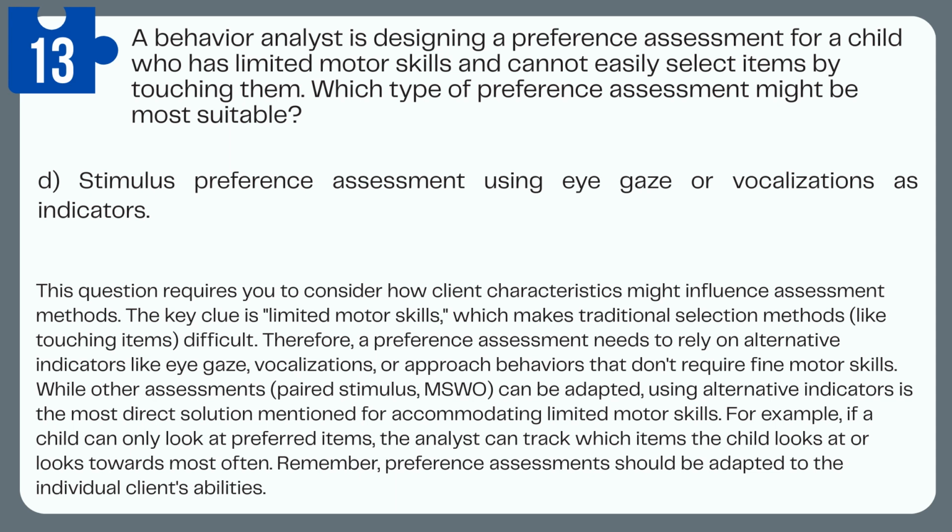Answer: D. Stimulus preference assessment using eye gaze or vocalizations as indicators. This question requires you to consider how client characteristics might influence assessment methods. The key clue is limited motor skills, which makes traditional selection methods, like touching items, difficult. Therefore, a preference assessment needs to rely on alternative indicators like eye gaze, vocalizations, or approach behaviors that don't require fine motor skills, while other assessments, paired stimulus, MSWO, can be adapted. Using alternative indicators is the most direct solution mentioned for accommodating limited motor skills.